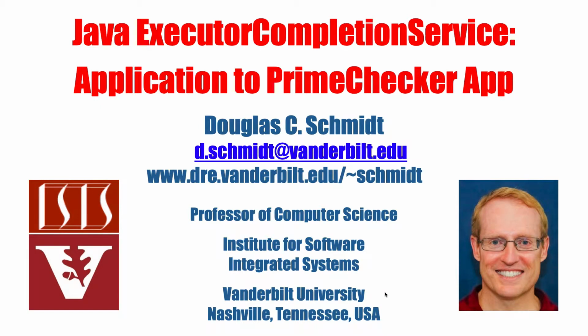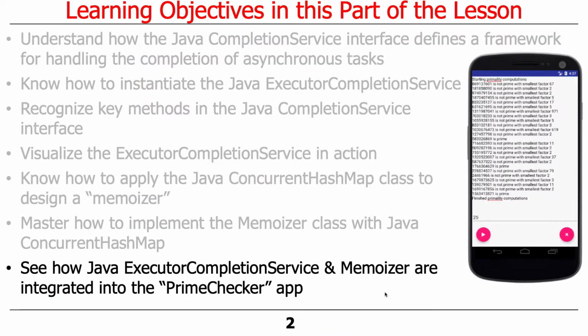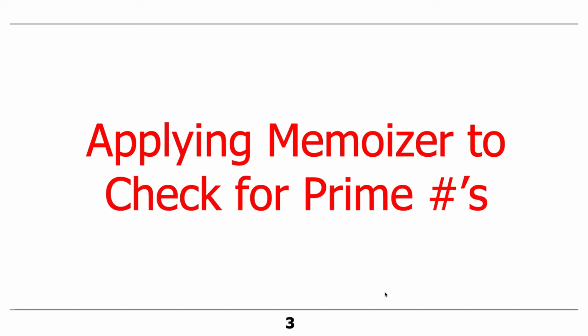So now that we've talked about the interface and the executor completion service class, let's take a look and see how we can apply this to our ongoing PrimeChecker app. You'll see how the PrimeChecker uses the executor completion service, and we'll also see how it uses that MemoiZer that we talked about recently in order to transparently optimize the results.